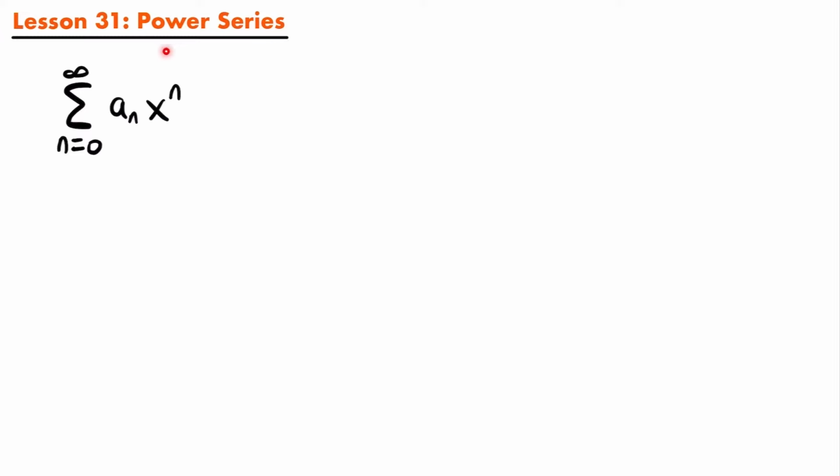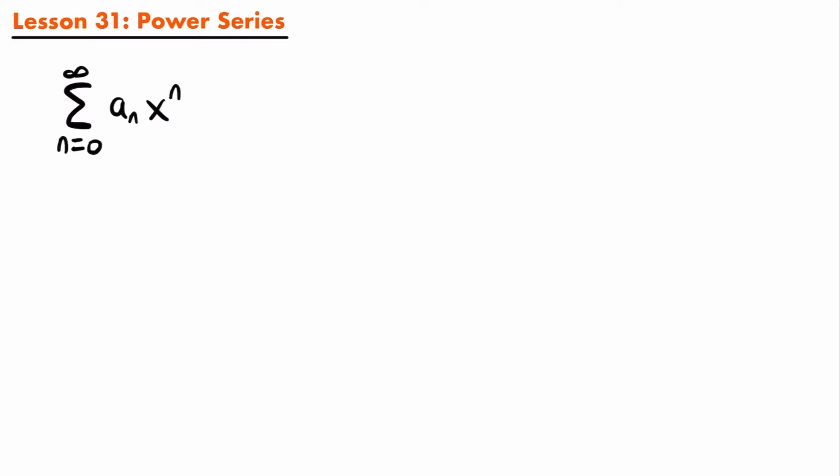All right, so a power series is an infinite series that involves a variable x raised to some power. Here we have the simplest form of a power series. We have the sum from n equals 0 to infinity of some sequence a sub n multiplied by x raised to the power n. We call it a power series because it is a series where we have a variable raised to a power.